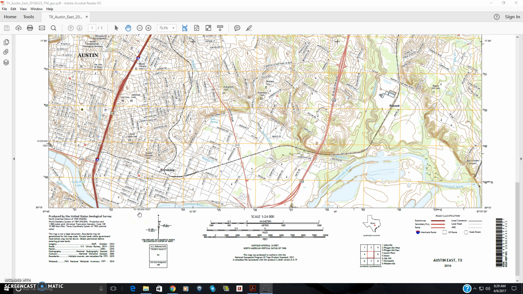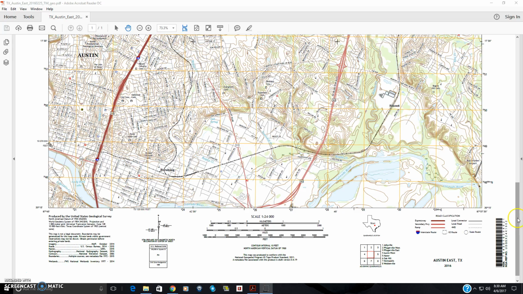So that means that these other numbers are telling me something about the longitude of the map boundaries. And in this case, the longitude of the west boundary of the map is 97 degrees, 45 minutes. And the longitude of the east boundary of the map over here is 97 degrees, 37 minutes, 30 seconds.